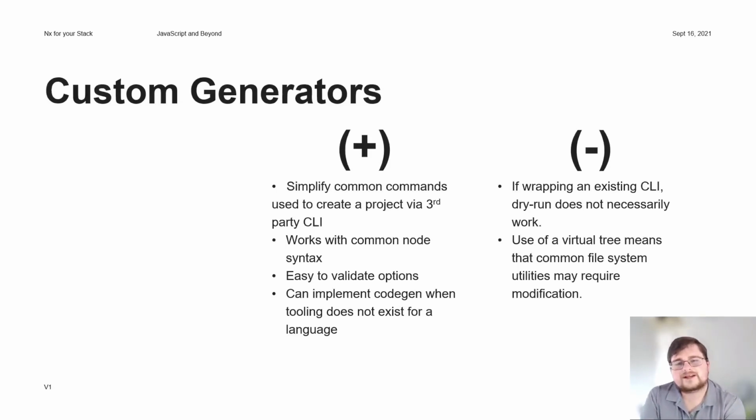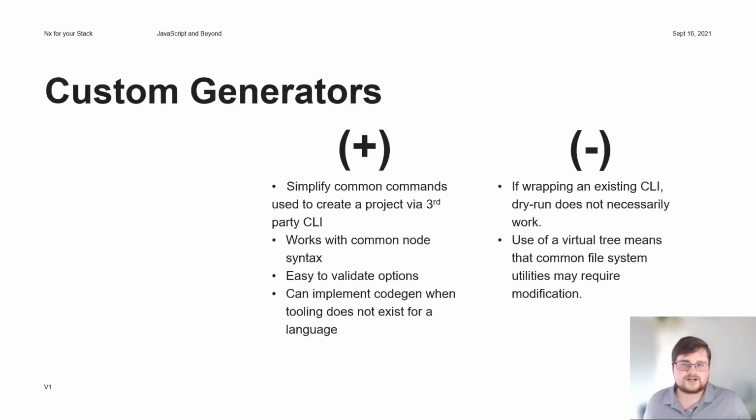Now, some of the negatives is that if you are wrapping an existing CLI, dry run is not going to necessarily work out of the box. This is because the Nx generators use a custom file tree, and if you're not writing or deleting or anything like that through that file tree, Nx doesn't know about it, so it can't roll it back. And this kind of leads into that second con, which is that Nx does use a virtual tree. So if you have file system utilities already written that don't use that tree, you're going to have to modify them a little bit for them to work here.